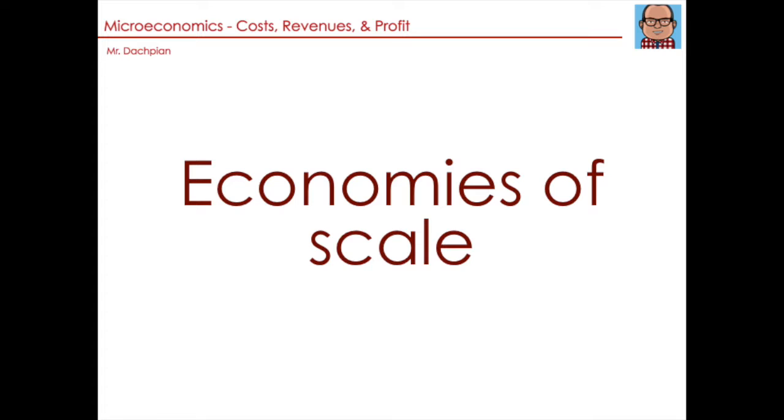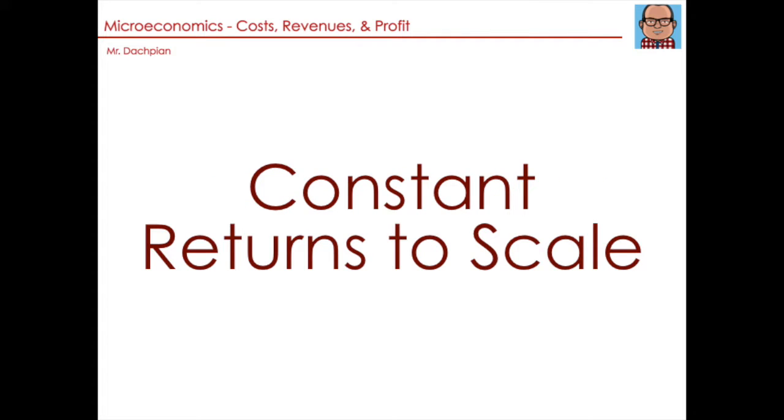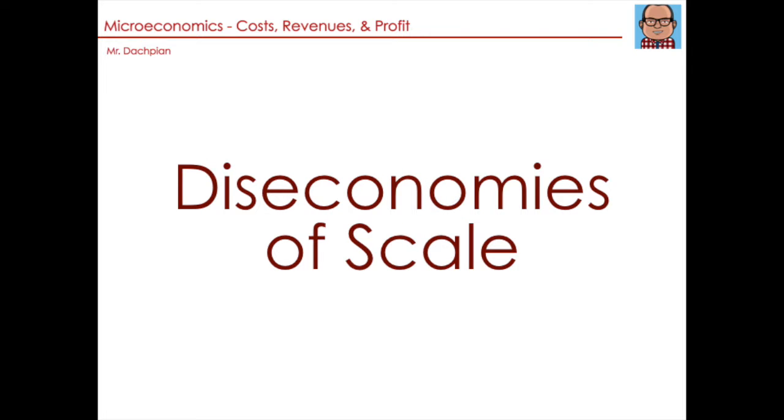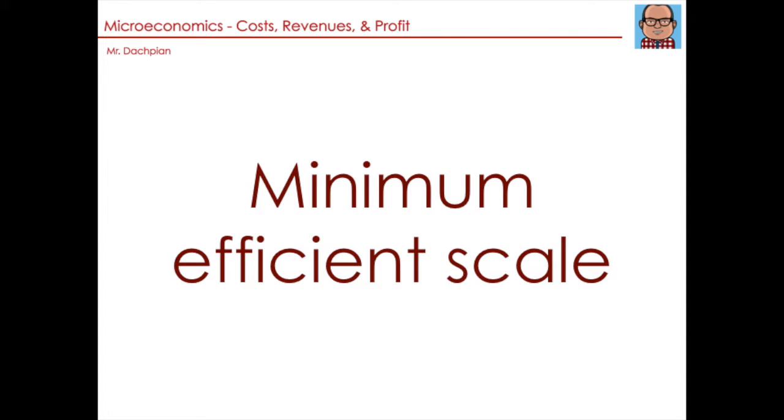Economies of scale is a situation in which the long-run average total cost declines as the output of a firm is increased. Constant returns to scale is a situation in which the long-run average total cost is constant as the output of a firm is increased. Diseconomies of scale is a situation in which the long-run average total cost rises as the output of a firm is increased.